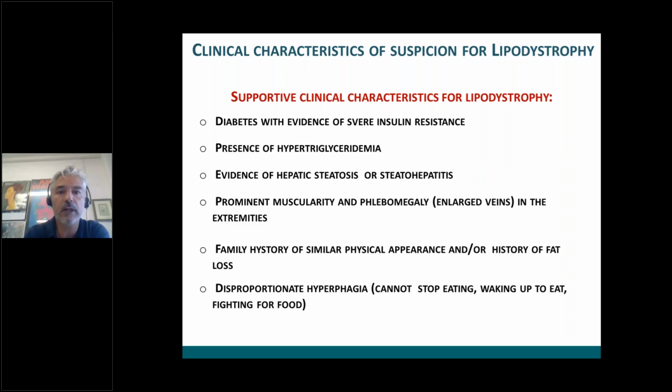For example, the presence of type 2 diabetes or extreme insulin resistance, the presence of hypertriglyceridemia, or the history of a previous pancreatitis, for example, in a young patient, evidence of hepatic steatosis or severe steatohepatitis, prominent muscularity or splenomegaly, because obviously the subcutaneous fat is reduced. Family history of similar physical appearance, and finally, disproportionate hyperphagia. So a patient may tell that he's frequently thinking about food, cannot stop eating, and so on.